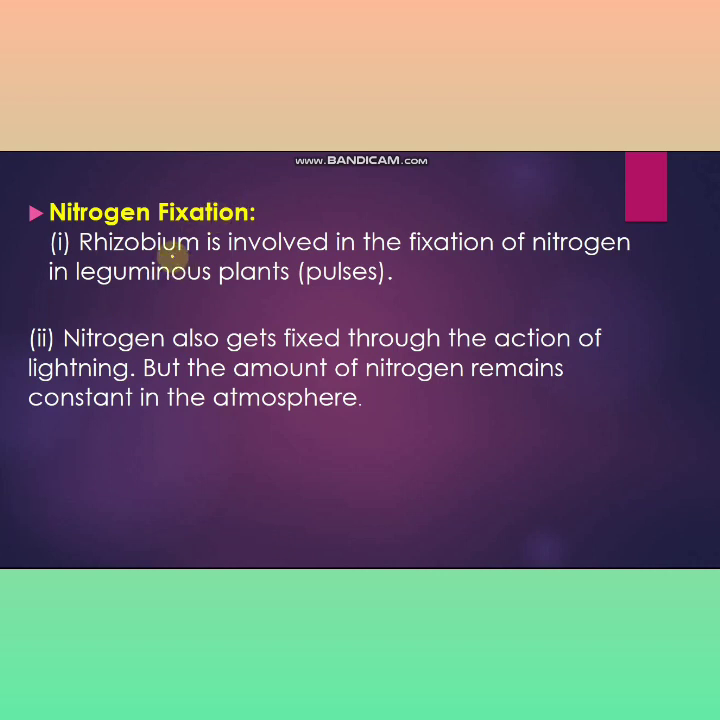Nitrogen fixation. Rhizobium is involved in the fixation of nitrogen in leguminous plants. All of you have read that this bacterium is found in the roots of leguminous plants to fix atmospheric nitrogen. Nitrogen also gets fixed through the action of lightning, but some amount of nitrogen remains constant in the atmosphere. All of you know the total amount of nitrogen in the atmosphere is 78%. So how does this remain constant? This we will read further. This is known as the nitrogen cycle.